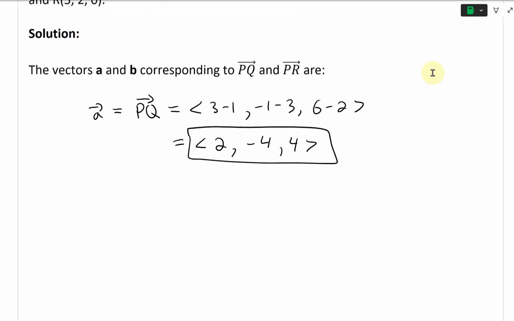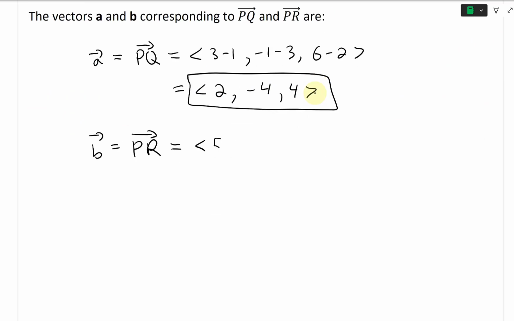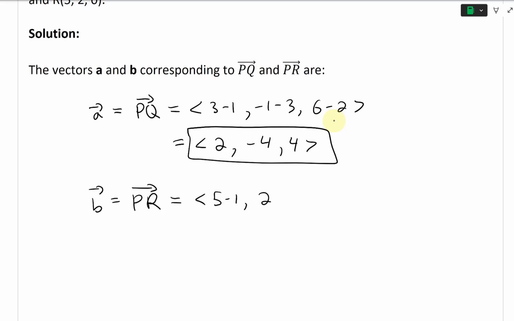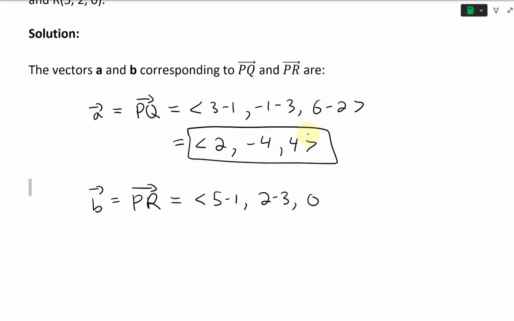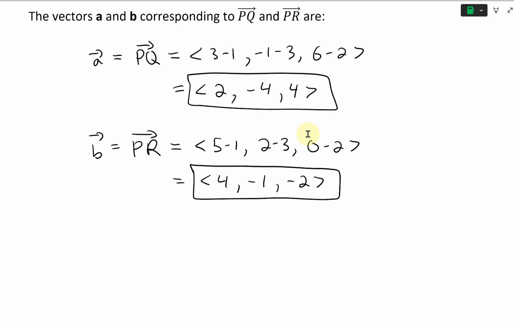And then continuing further, the next one's going to be b. This equals PR. This equals, R is just 5 minus 1. And then it's going to be 2 minus 3. And then it's going to be 0 minus 2. And this equals 4, negative 1, negative 2, like that. All right, so that's the two vectors, like that.